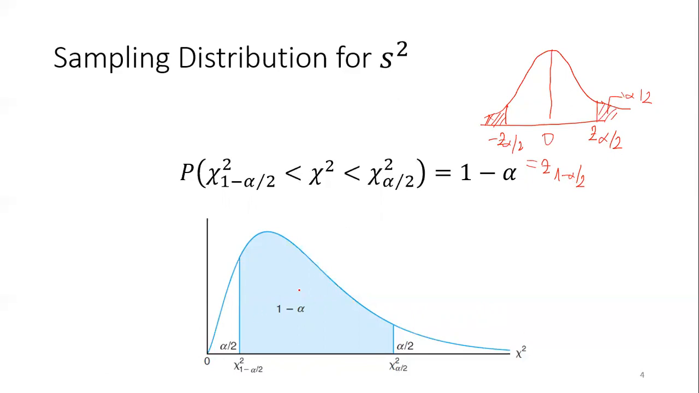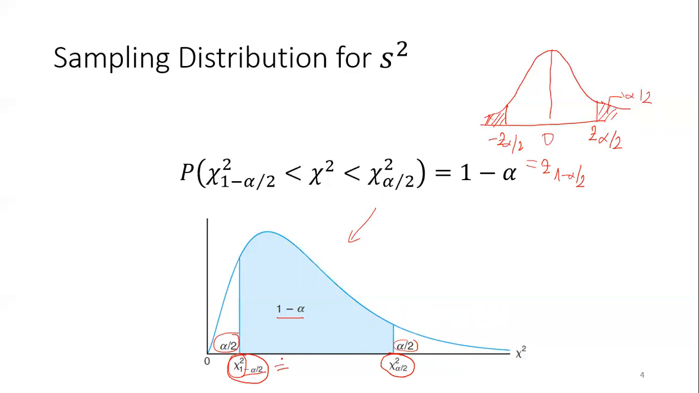So in the chi-square random variable, if you leave an area of alpha over 2 to the right, this is the chi-square which leaves an area of alpha over 2 to the right. And this is the chi-square random variable which leaves an area of 1 minus alpha plus alpha over 2, which is 1 minus alpha over 2. So this is the chi-square value which leaves an area of 1 minus alpha over 2 to the right, or alpha over 2 to the left.